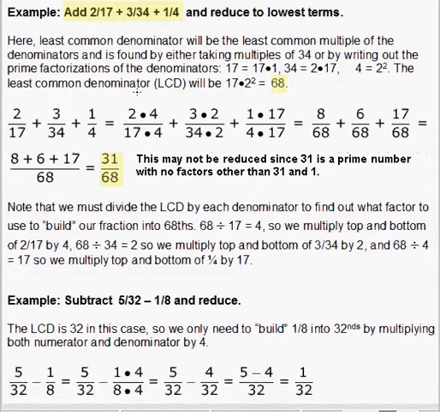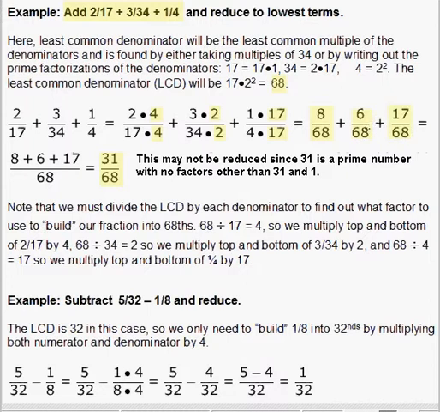68 is divisible by 17 4 times. This means we have to take the fraction 2/17 and multiply by 4 in the bottom and 4 in the top. 68 is divisible by 34 2 times, so we have to take the fraction 3/34 and multiply by 2 in the bottom and 2 in the top. And 68 is divisible by 4 17 times, so we have to multiply the fraction 1/4 by 17 in the bottom and 17 in the top. So after we build these fractions, we get 8/68 plus 6/68 plus 17/68.